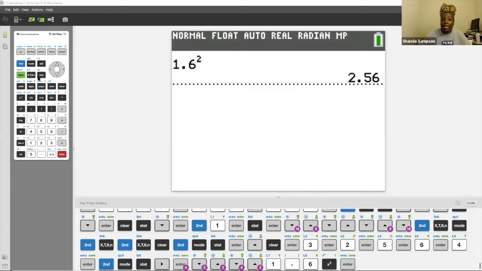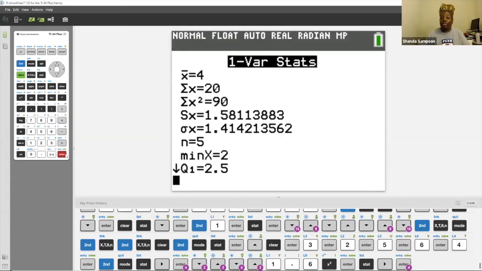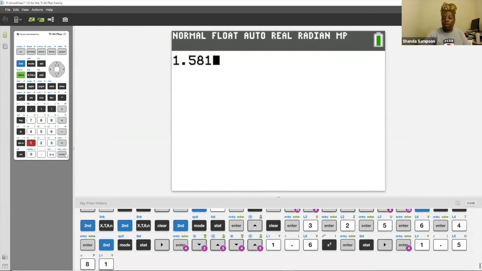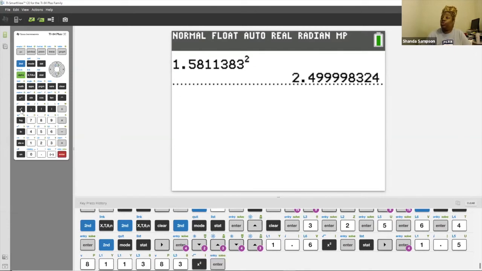Why did I need to say that? What was the big deal about it? If you look back here, your standard deviation was 1.581138883. That's what you need to square. So you can write that down, 1.581138883. If I square that, I got 2.5. That's my rewind sound.